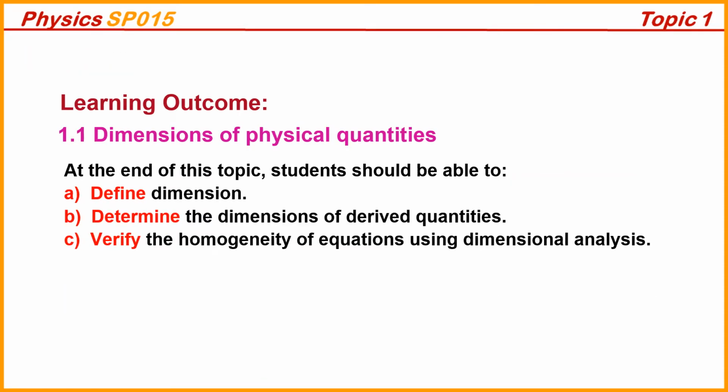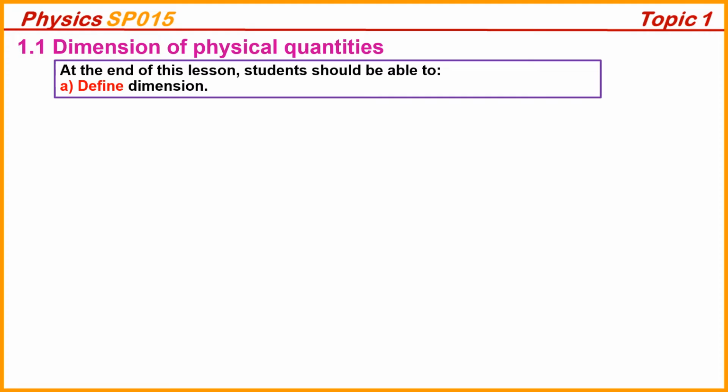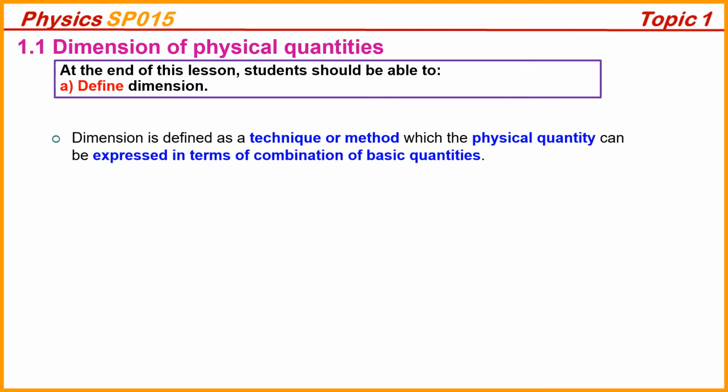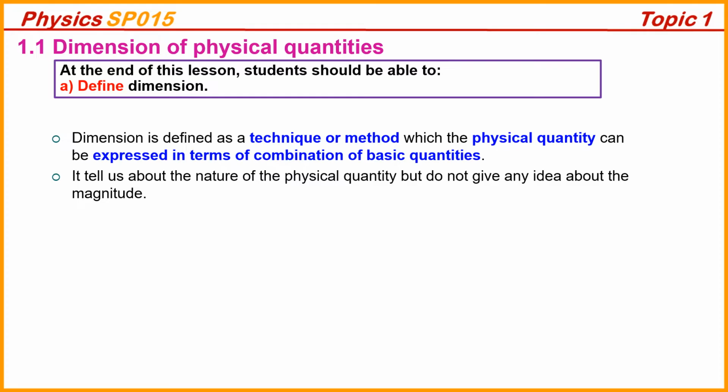This is the learning outcome for the first subtopic, which is dimension of the physical quantities. At the end of this topic, students should be able to define the dimension, determine the dimension of the derived quantities, and verify the homogeneity of the equation using the dimensional analysis. What is dimension? The dimension is defined as the technique or method by which a physical quantity can be expressed in terms of a combination of the basic quantities.